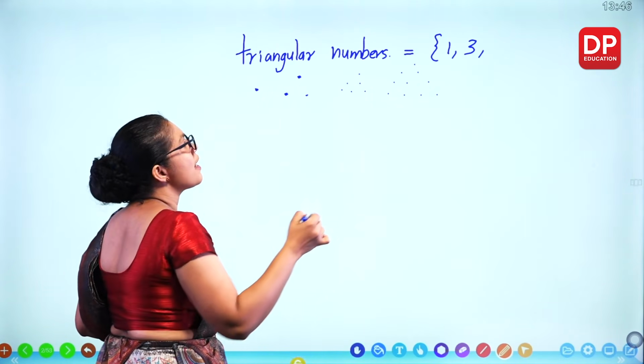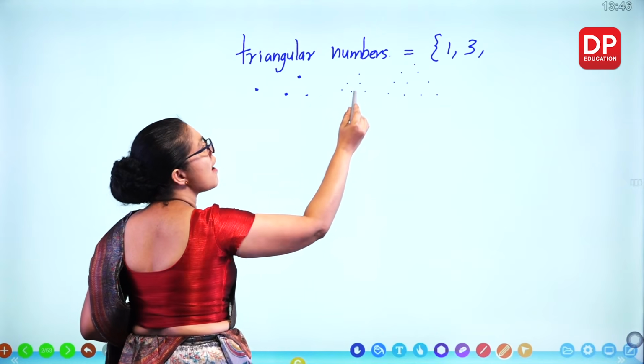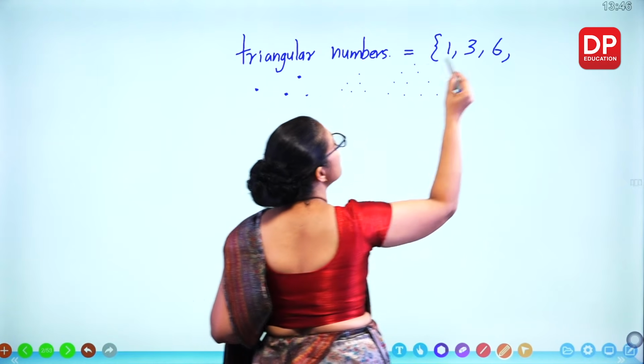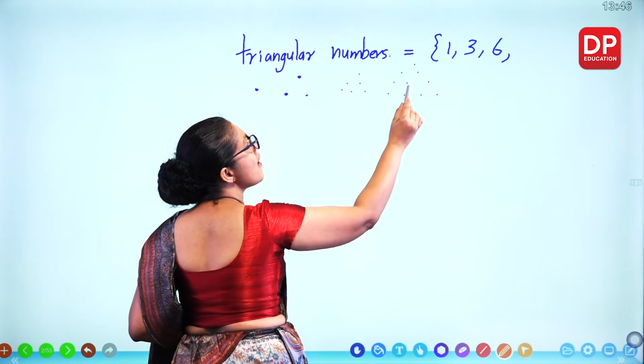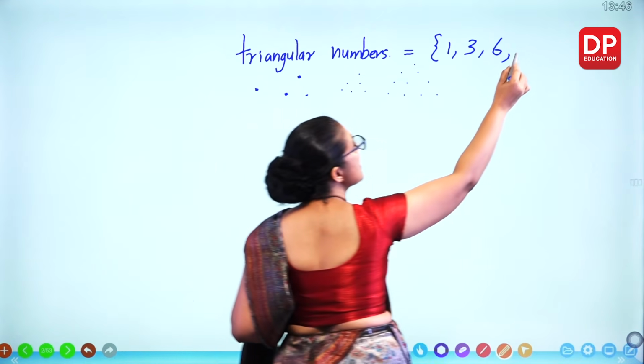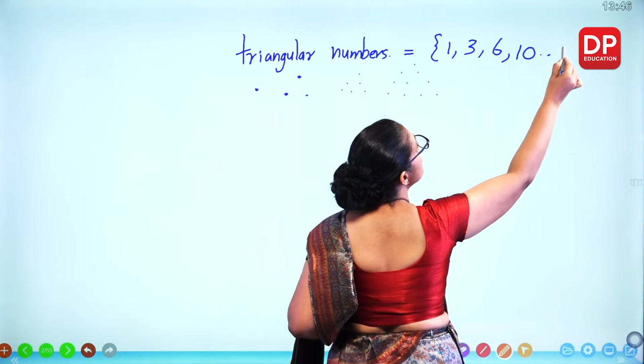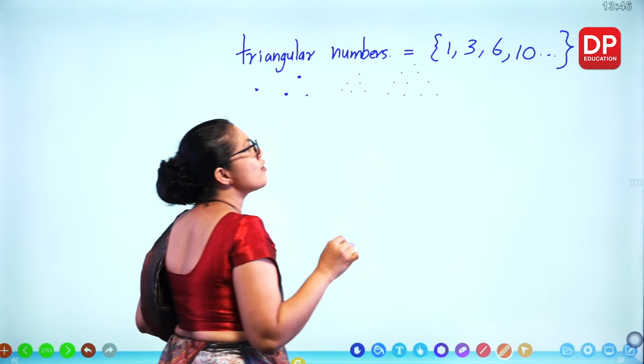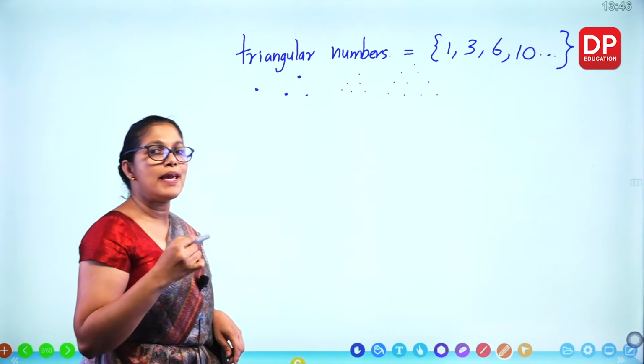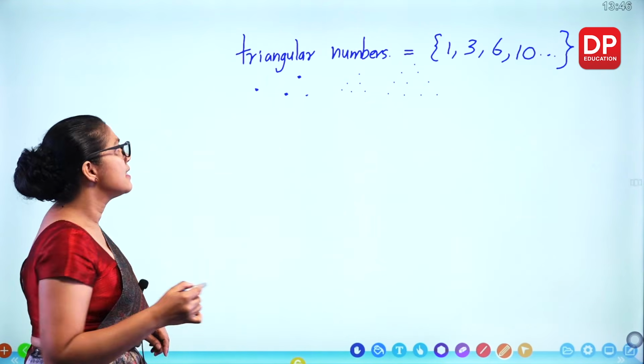What's the next triangular number? 1, 2, 3, 4, 5, 6. What's the other one? 1, 2, 3, 4, 5, 6, 7, 8, 9, 10. So these are called triangular numbers, the numbers with which we can make triangles.